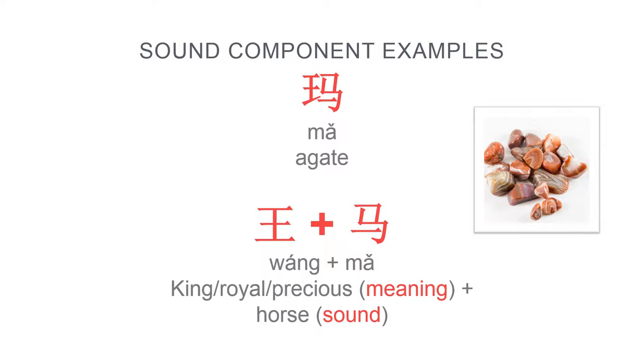The 5th character here is ma, which is agate, which is a type of precious stone. On the left we have wang, which is the meaning component for king. It's also connected to royalty. Wang is often used in connection with treasure and precious things. In fact, it appears in both the characters for treasure and precious. Again, on the right, the ma, the horse particle, is just telling us how to pronounce it. In this particular case, it just so happens that the pronunciation of agate is exactly the same as the pronunciation of horse, ma, third tone.